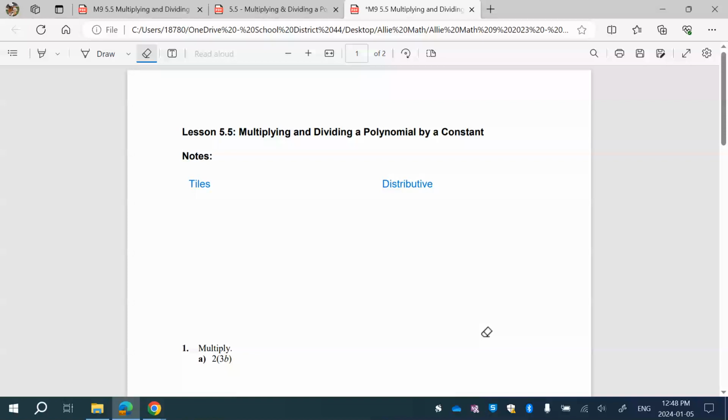Hello everybody, here we are 5.5 multiplying and dividing a polynomial by a constant. So if you could start by separating your notes section into two parts. I want to do tiles and distributive. So I'm going to give you two methods to do this.